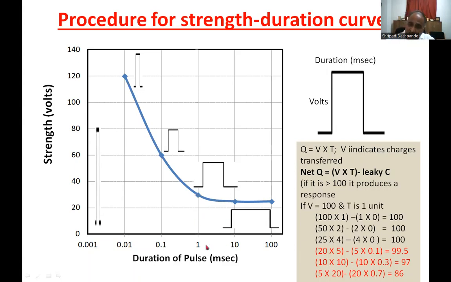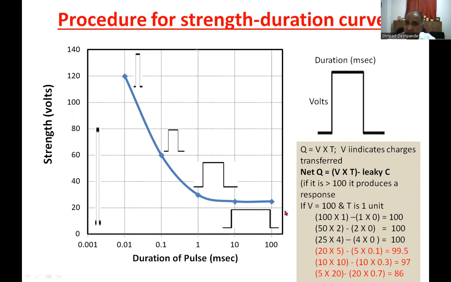Then I subsequently increased the duration to 10 milliseconds. Again, I determined the threshold voltage. It remained around 20 or 25, so almost 20. Now I stimulated further to 100 milliseconds. Again, it produced a response at the same voltage. So that means it's a beautiful C-shaped curve. When I join these points, or even using the best fit curve, you have the beautiful C-shaped curve with the convexity towards the origin.